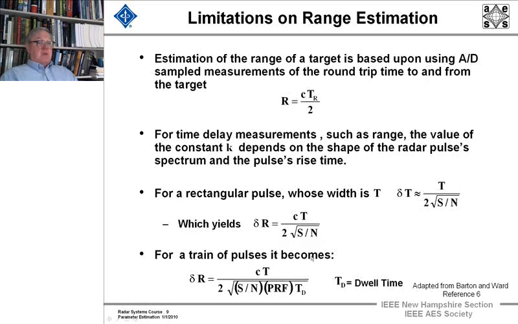And for a train of pulses, it just boils down to this equation, where T is the dwell time, and this is the pulse repetition frequency.